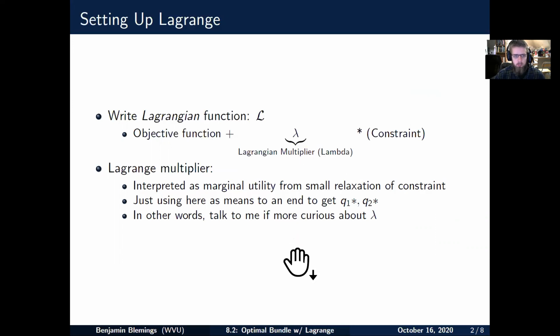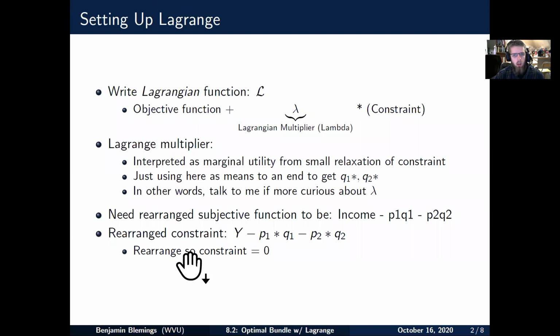I don't want to get too in-depth about the Lagrange multiplier because it's not crucial to finding the optimal bundle. But for now, you can think of it as interpreted as the marginal utility from a small relaxation of the constraint. So if you get a little bit more income, what would your marginal utility be? Like I said, we're just trying to get Q1 star and Q2 star out of this. You can talk to me if you're more curious about lambda. I'd be happy to talk about it more with you.